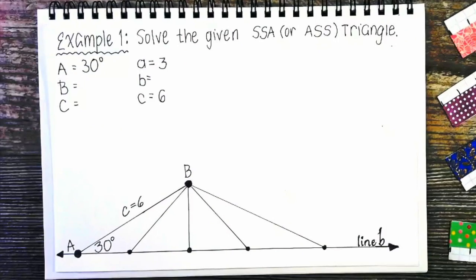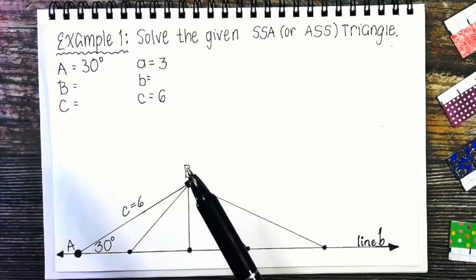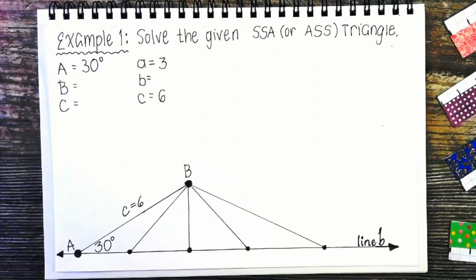Example 1. Solve the given side-side angle or angle side-side triangle. Angle A is 30 degrees, side A is 3, and side C is 6. Now, I've set up a picture here, and I'm going to reuse this picture for all of them. The issue is, most of the time when you're solving a problem like this, you'll have pen, paper, calculator. You're probably not going to have a ruler or a protractor to actually make things to scale.